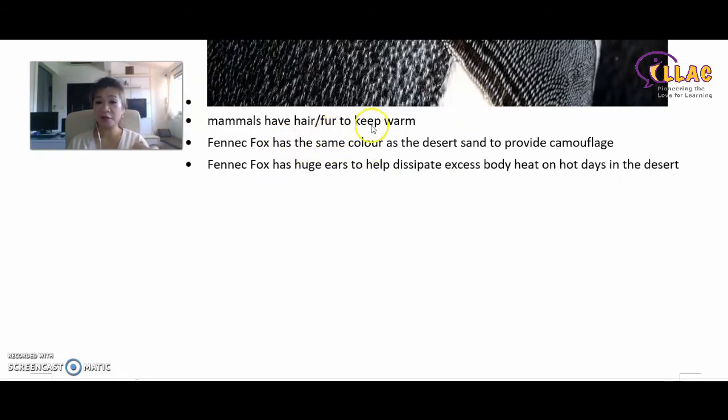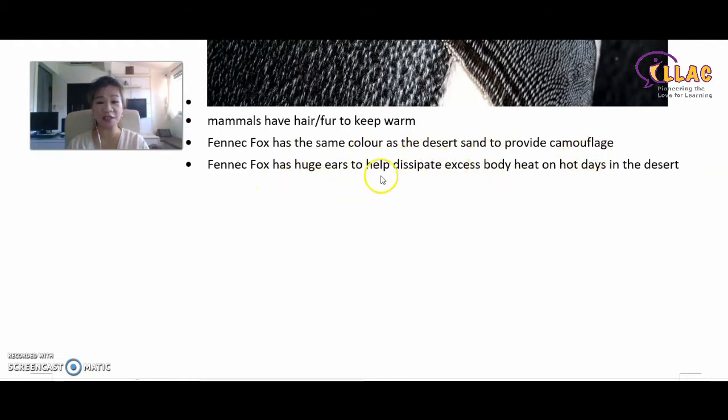Mammals have hair and fur to keep warm. You have hair to keep yourself warm. So imagine without your hair, if you are bald, you will feel very cold on the head. You will lose a lot of heat. So the hair actually helps us to maintain heat. So hair is important.